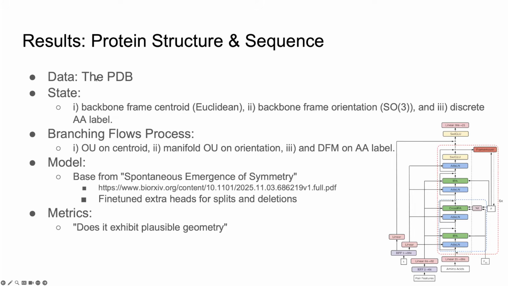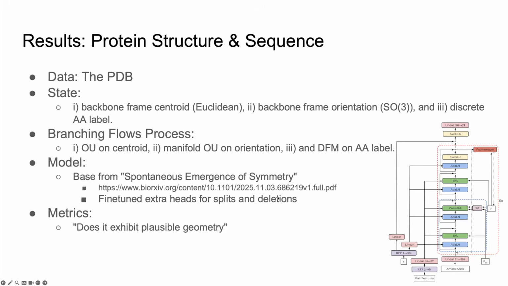Our data is the PDB. Our state uses an AlphaFold 2-like representation, where you have a Euclidean position for an amino acid backbone frame, an SO3 rotation for the backbone frame, and a discrete amino acid label. So we have Ornstein-Uhlenbeck on the centroid, a manifold Ornstein-Uhlenbeck on the orientation, and discrete flow matching again with a noisy process on the amino acid label.